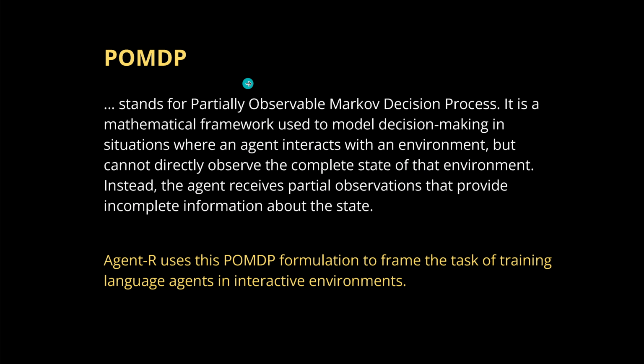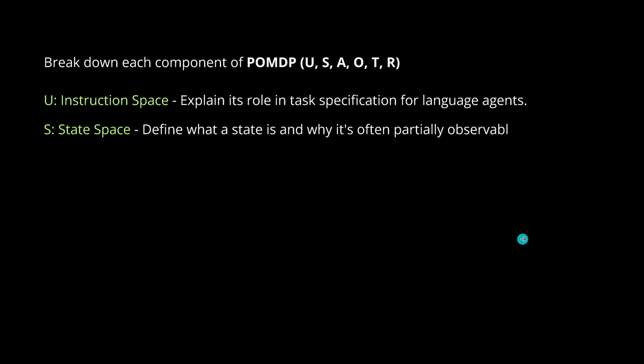Well, classical. I go with the simplest one: partially observable Markov decision processes. This is something we have had for hundreds of years in physics and mathematics, and we apply the same here in computer science. So we have a classical mathematical framework used to model decision-making in situations where an agent interacts with an environment but cannot directly observe the complete state of this environment. So our Agent R uses exactly this partially observable Markov decision process formulation to frame the task of training language agents in interactive environments.